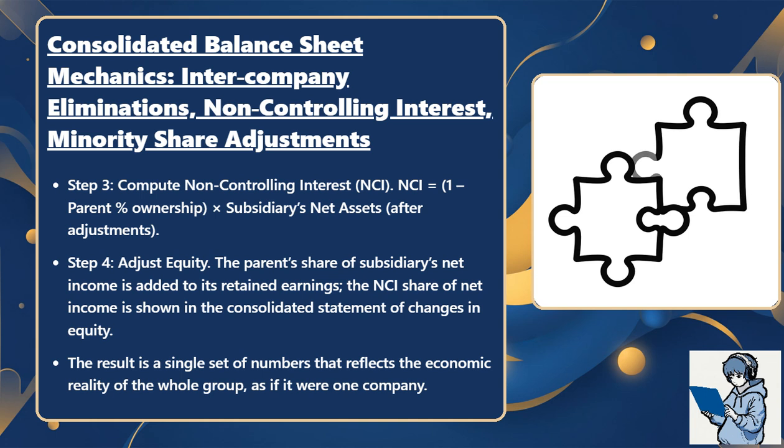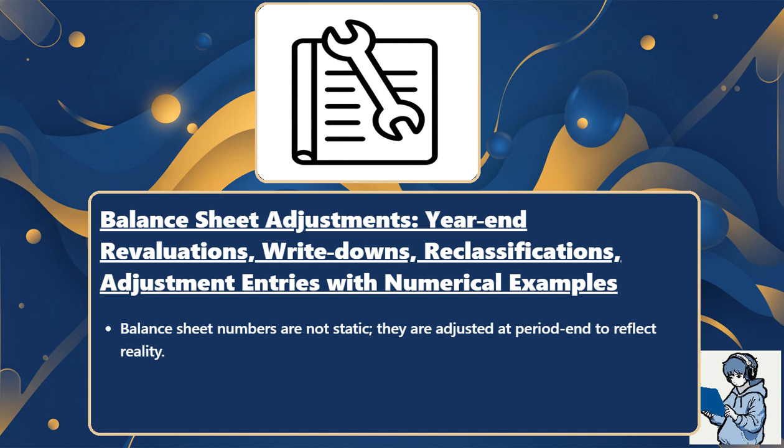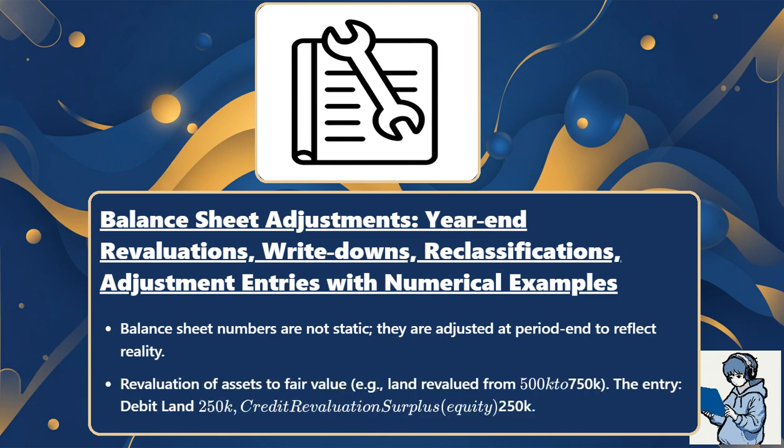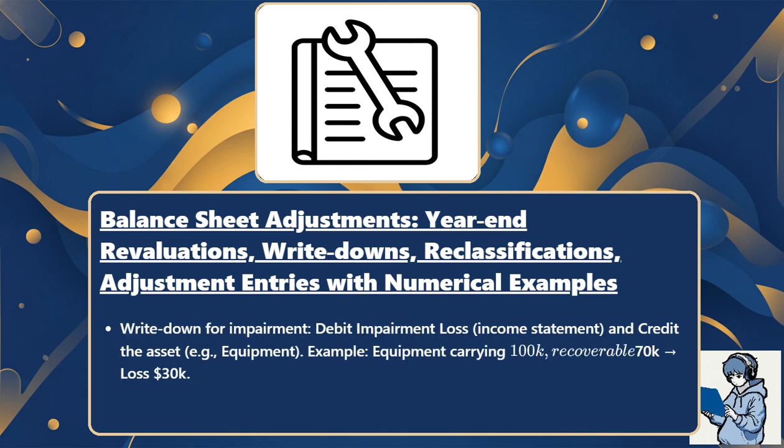Balance sheet numbers are not static. They are adjusted at period end to reflect reality. Revaluation of assets to fair value, for example, land revalued from $500,000 to $750,000. The entry: debit land $250,000, credit revaluation surplus (equity) $250,000. Write down for impairment: debit impairment loss (income statement) and credit the asset, for example, equipment. Equipment carrying $100,000, recoverable $70,000, resulting in a loss of $30,000.